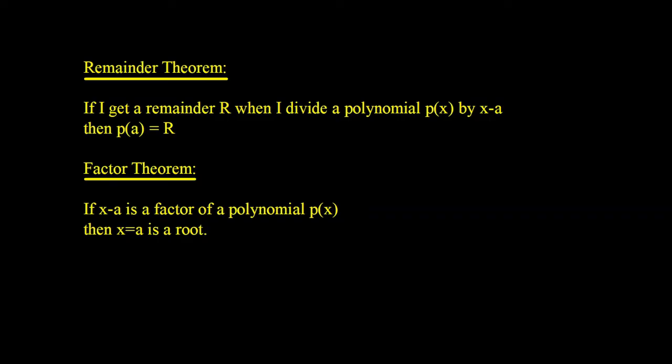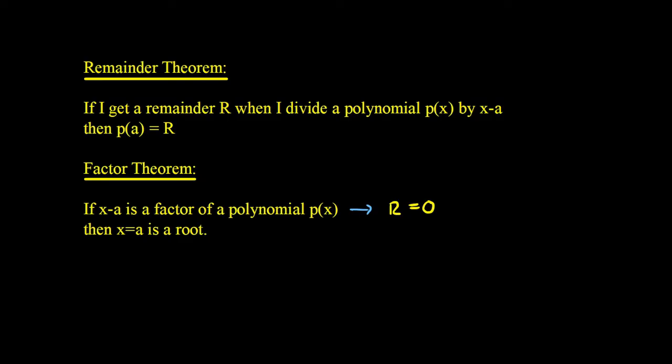But the factor theorem states that if x minus a is a factor of the polynomial p of x, then that means that x equals a is a root. Now, let's just think really carefully about that. If x minus a is a factor, that means that if we were to divide p of x by x minus a, we're going to get a remainder of 0. So in other words, this statement here is basically the same thing as saying that the remainder must be equal to 0.